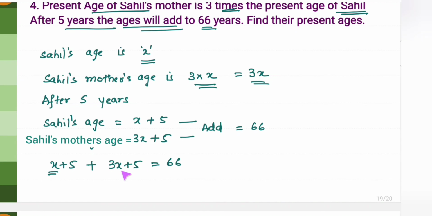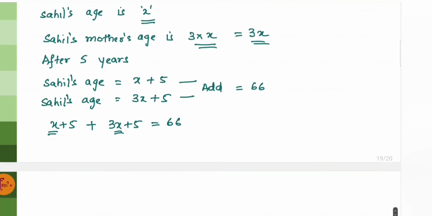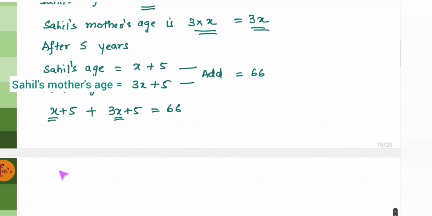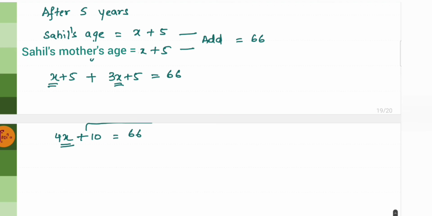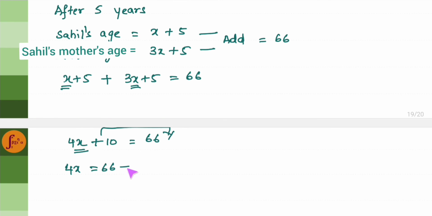Now we'll have to find age, that is, we'll have to find X. So X plus 3X is 4X, because nothing is there here means it's 1X. 1X plus 3X is 4X, plus 5 plus 5 is 10, is equal to 66. Now we just want the value of X. Shift this 10 here. So 4X is equal to, copy 66, minus, because there is plus here, it will become minus on the other side, minus 10. So 4X is equal to 66 minus 10, which is 56.